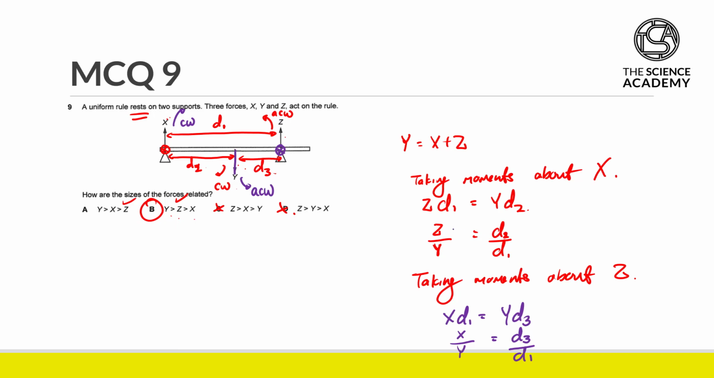And you can see by ratio, z corresponds to d2 and x corresponds to d3. And since d3 is smaller than d2, x must be smaller than z. So once again we arrive at the same result. z is greater than x, and of course y is greater than everybody else.